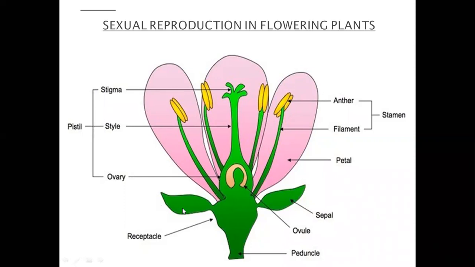The outer two whorls in flowers are non-reproductive. First are the sepals, green in color. After that are the petals of the flower, right? These two whorls, number one and number two, are non-reproductive. But number three, the anther, and number four, the stigma, these two are the reproductive whorls. So the first two whorls are non-reproductive, the sepals and these purple petals, but inside are the anther and the stigma. These two are the reproductive whorls. So let's see them one by one.